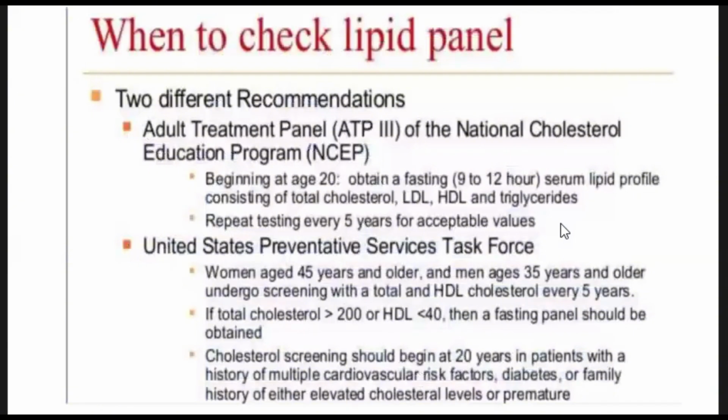So when should we check a lipid profile for a healthy adult? Some advisory committees say you have to start from 20 years. But the preventive task force says you can start from 45 years in a healthy female and from 35 years in a healthy male. So this is the norm.